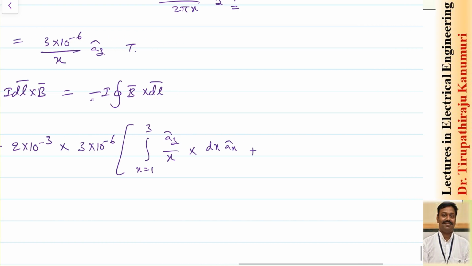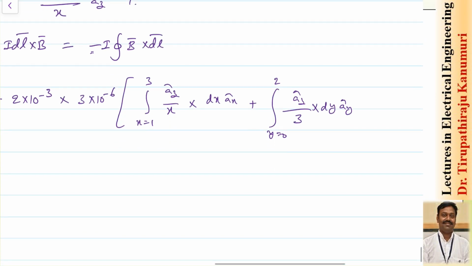Then the second integration is from y is equal to 0 to 2. That means it is along the y direction. This will be Az divided by 3, because x is fixed here at 3, multiplied by dy in the direction of ay. This is the cross product.